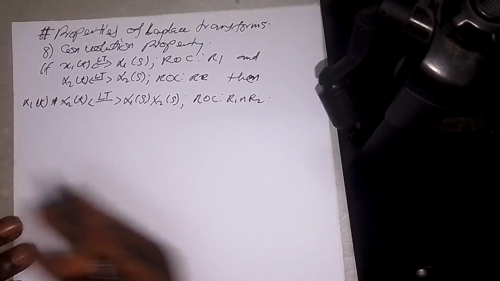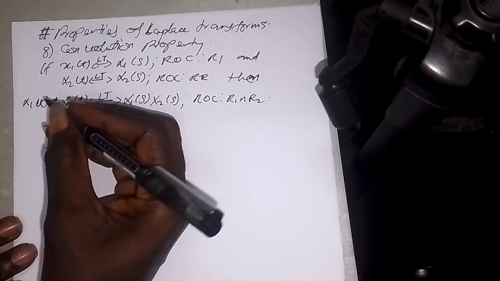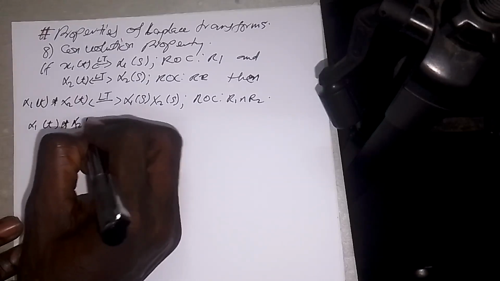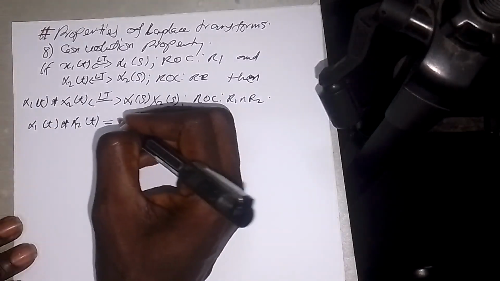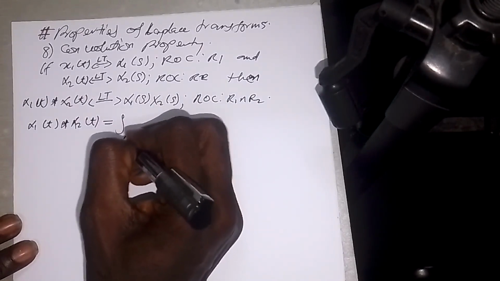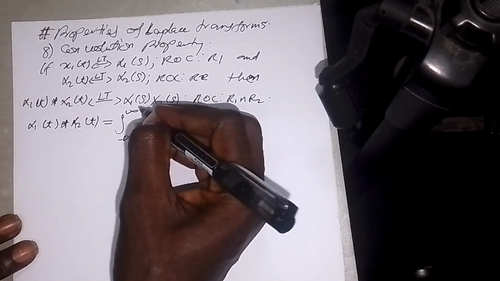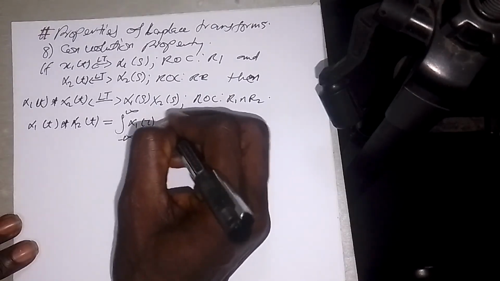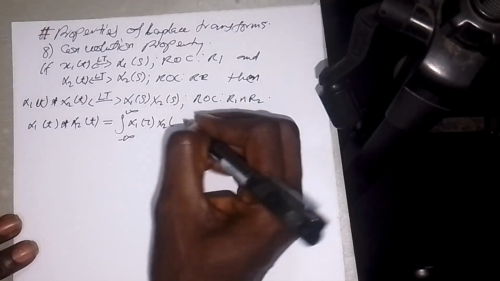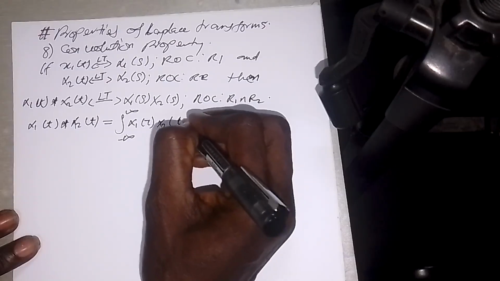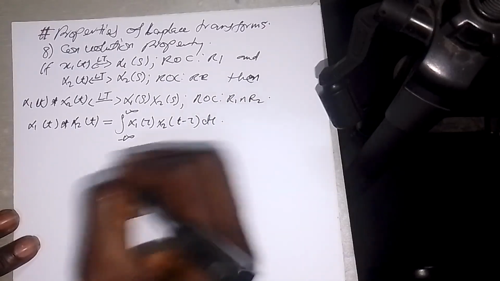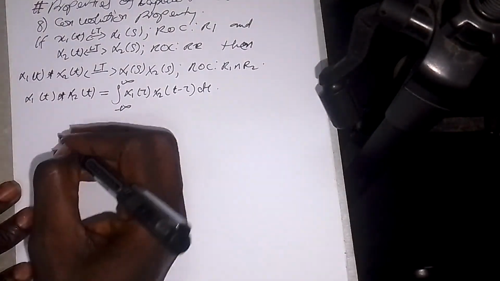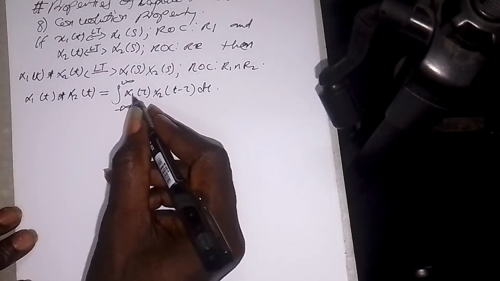Let's state the general rule for convolution. We know that when you have x1(t) convolved with x2(t), I'm supposed to have the integral from minus infinity to infinity of x1(tau) times x2(t minus tau) d tau. This is the general formula for convolution.